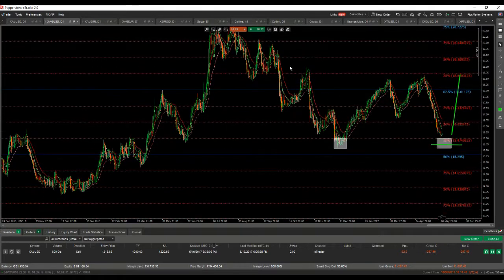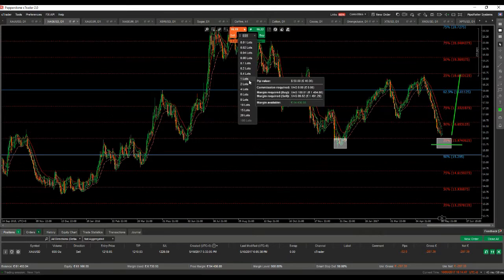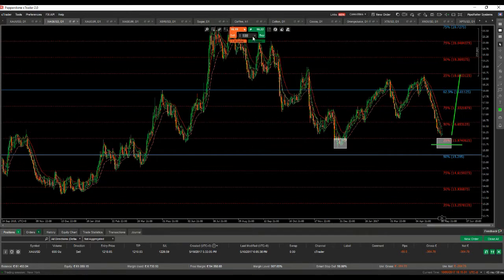Now, silver requires lots of margin, so even the 0.01 requires 15 bucks. One lot position, with Pepperstone 100 leverage, I need 1.4k, so it's much more than, not much more, but plenty more than opening a currency trade. So also the pip value is very different.